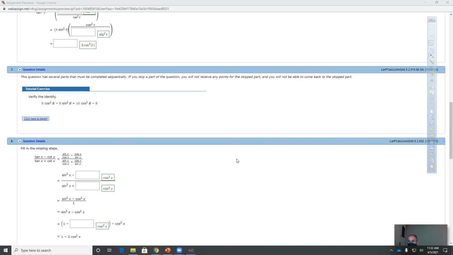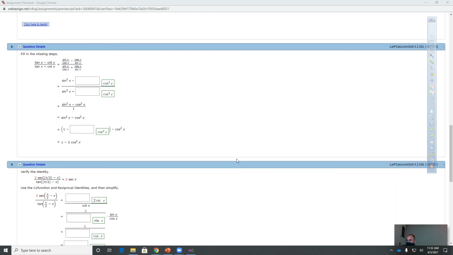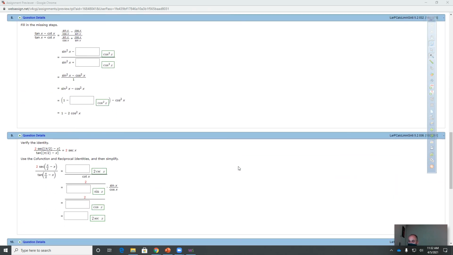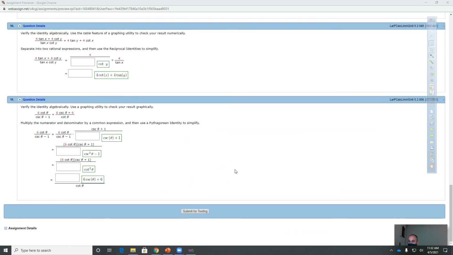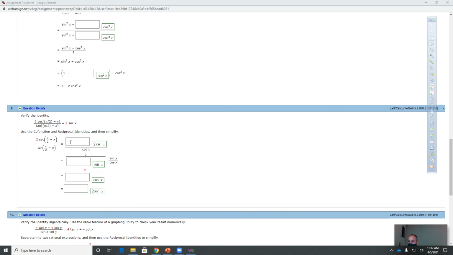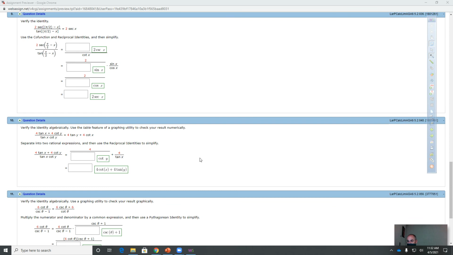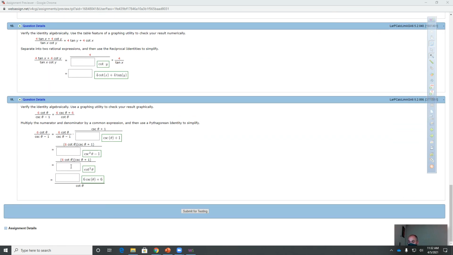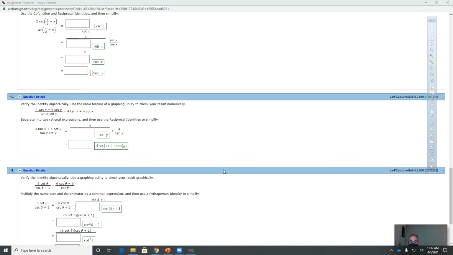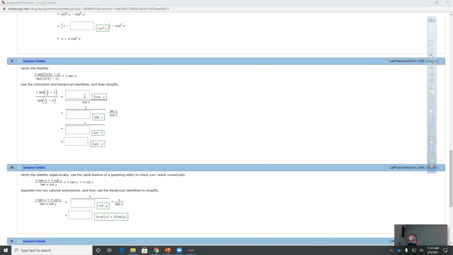So basically, all of these have the blanks filled in. You don't really have to do much of the work yourself. You just have to fill in what they are substituting into the box, and what identity they are using to substitute into this box. You might have to do a little bit of figuring on what's canceling or how they got to the next step. But most of it is set up for you.